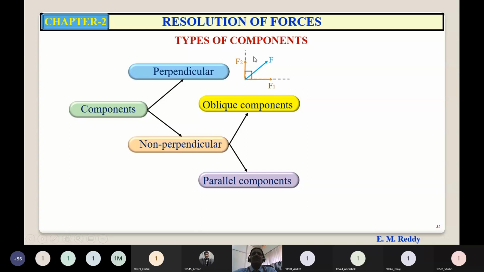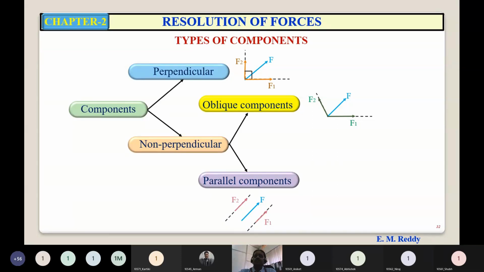Generally, the X and Y axes, horizontal and vertical, are mutually perpendicular. So we resolve the force along the horizontal and vertical directions, along X and Y, and these are known as perpendicular components. Now, if a force F is to be resolved along two lines which are not perpendicular, then those components are known as oblique components, since the angle between them is not 90 degrees. If this force F is resolved into two components along lines parallel to the given force, then those components are known as parallel components, right?